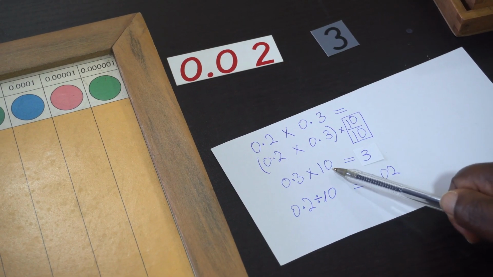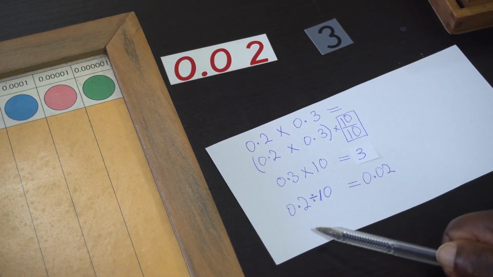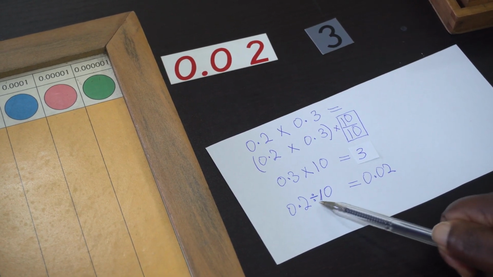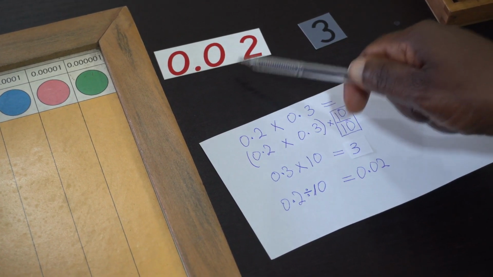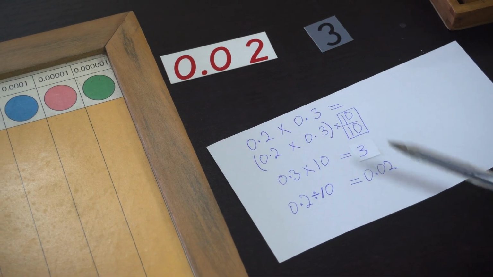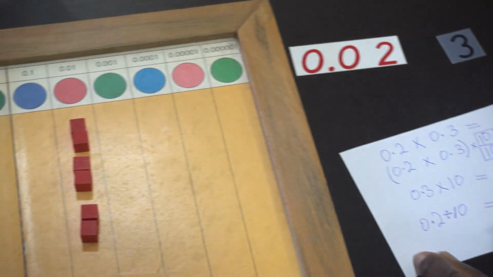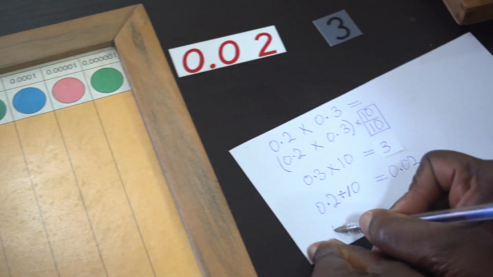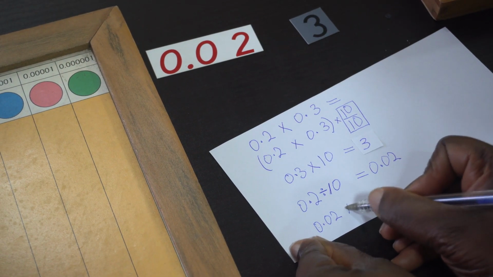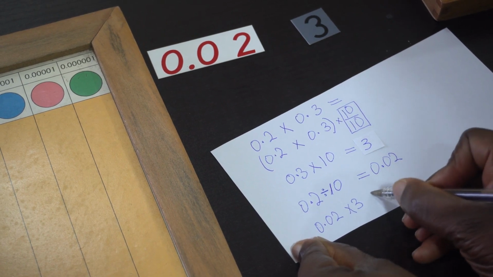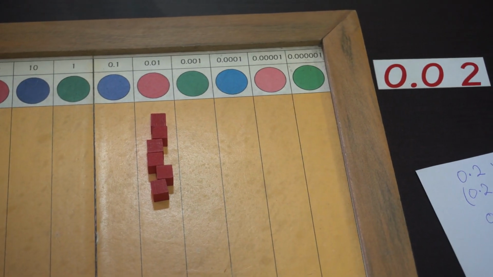3 tenths taken 10 times will give us 3. And then we now divide the multiplicand by 10. So 2 tenths divided by 10 will give us 2 hundredths. So now we can do 2 hundredths multiplied by 3. And that's what we have on the board. So we can do finally 2 hundredths multiplied by 3. And we see right there that we have 6 hundredths.